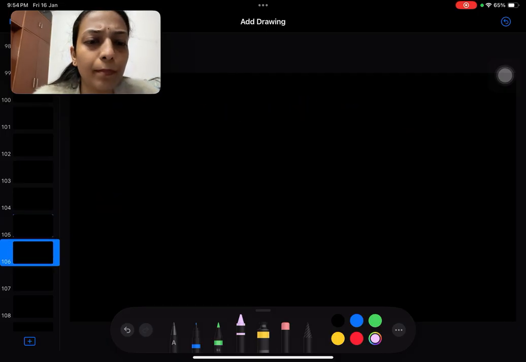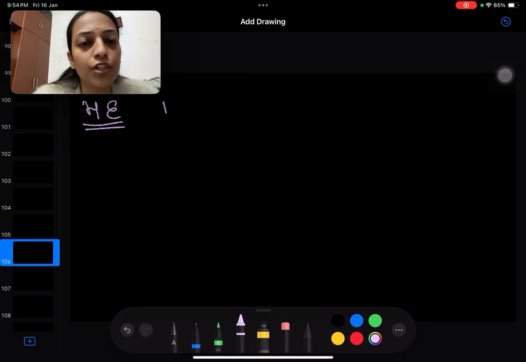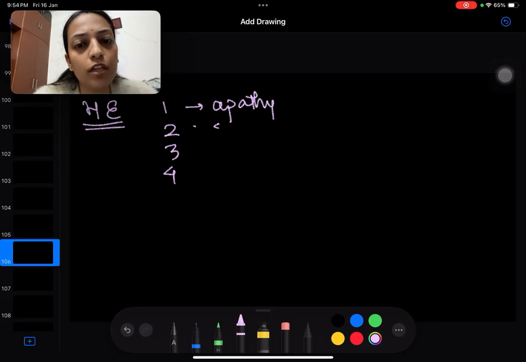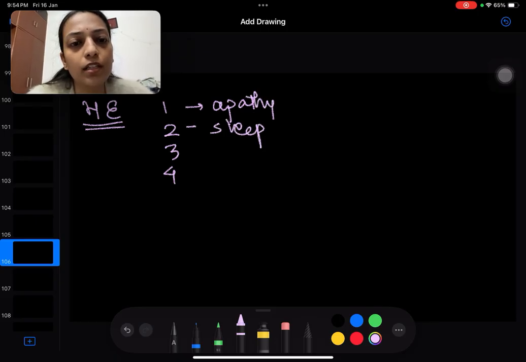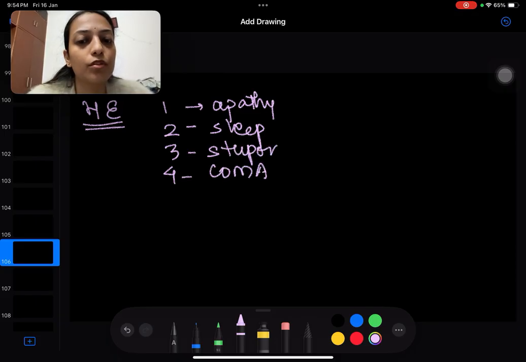Now let's talk about hepatic encephalopathy. We've done SBP. Now we're talking about HE. So stages of HE, I've told you: 1, 2, 3 and 4. 1 is generalized apathy. 2 is increased sleepiness, increased lethargy. 3 is stupor and 4 is coma. So this was about it.